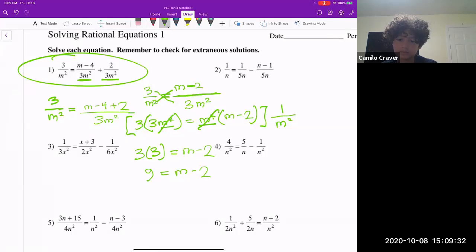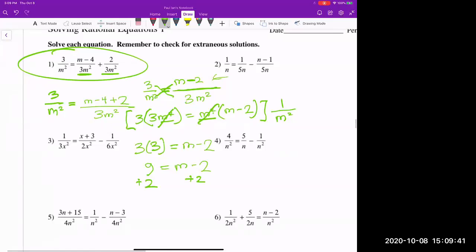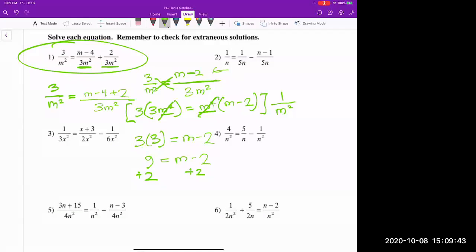Plus 2. Yeah. So every time you have a fraction, you have to cross multiply. The way you get rid of the fraction is to cross multiply it, and then get rid of the fraction before you do any arithmetic. So 11m. So that's how you do that one.